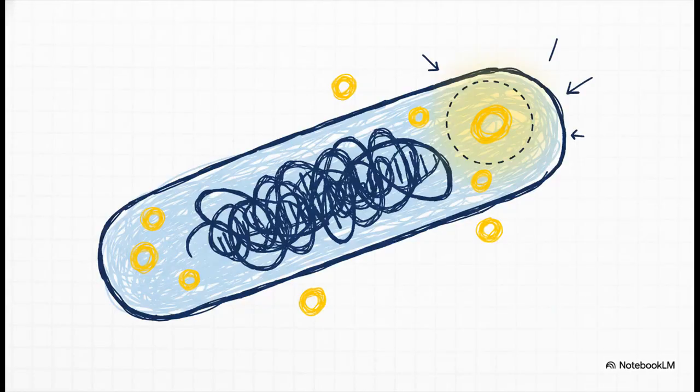But wait, there's more. The main chromosome isn't the whole story. Bacteria also have these extra, little, independent circles of DNA called plasmids. And these little guys? Oh, they are a huge deal clinically, as we're about to find out.